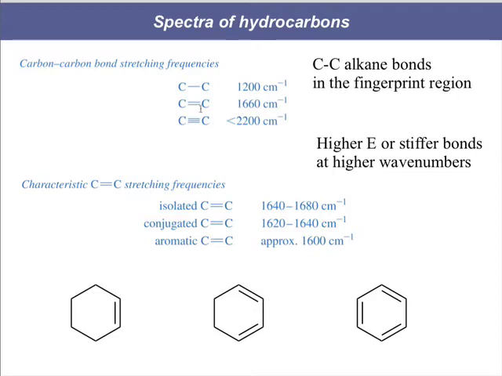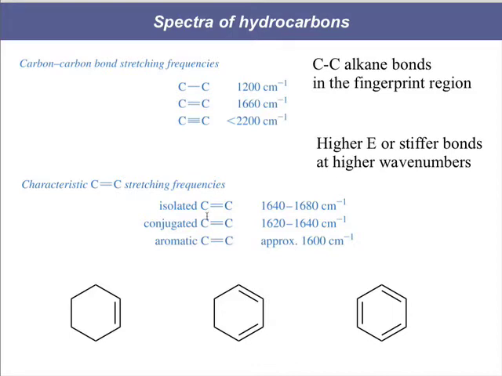Now, for double bonds, they actually show up in a specific range. Here, let's look at these 3 cyclohexene rings. We've got cyclohexene, we've got cyclohexadiene, and benzene, or kind of cyclohexatriene. An isolated carbon-carbon double bond, a double bond just sitting all by itself, will tend to be between 1640 and 1680 wave numbers. We'll split the difference. The book's going to say 1660 wave numbers.